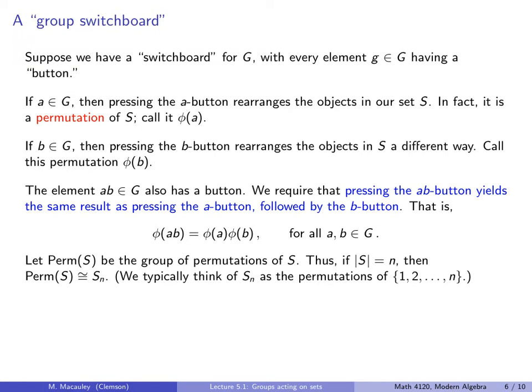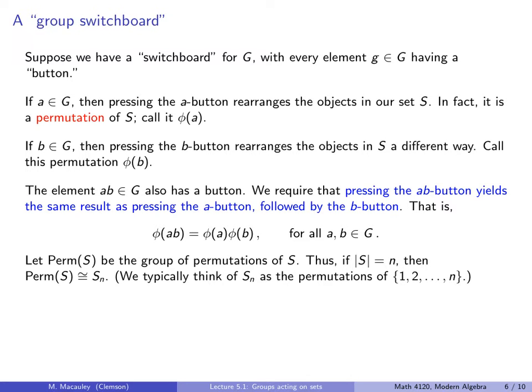So let Perm of S be the group of permutations of S. S is a set of objects. It might be a set of binary squares. So there's a corresponding group of permutations. Now, this does not need to be a finite group. It could be infinite. But if it is finite, and if it has order n, then this permutation group is naturally isomorphic to the symmetric group Sn.